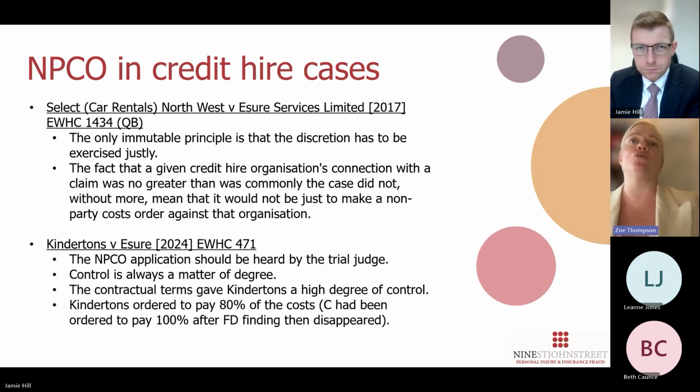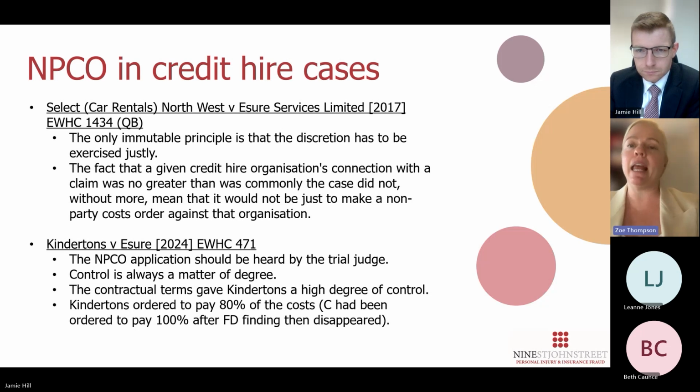And what you found was a few years after the Select decision, these were becoming less and less popular. That was until this year, where we had Mr. Justice Turner again in the case of Kindertons and Esure. And that was a first instance decision rather than an appeal.